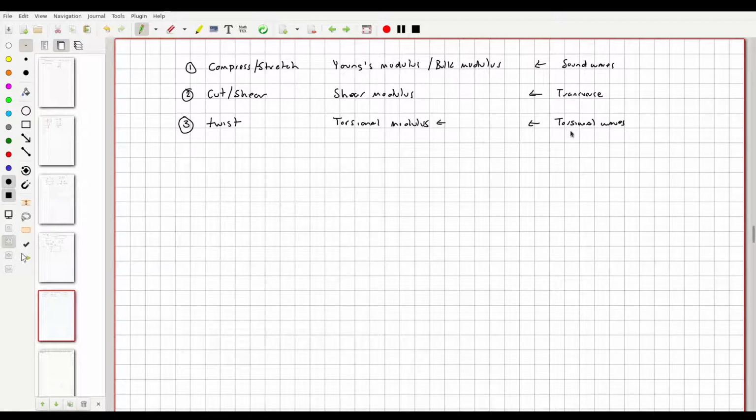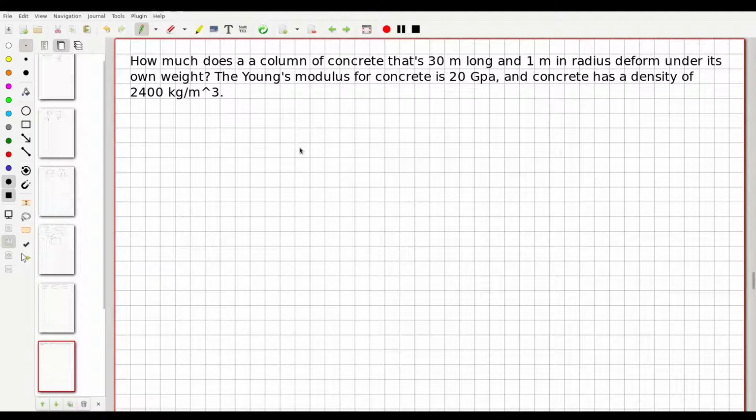Okay. So what I'd like to do now is a few examples. In this one, how much does a column of concrete that's 30 meters long and 1 meter in radius deform under its own weight? The Young's modulus for concrete is 20 gigapascals, and the concrete has a density of 2,400 kilograms per cubic meter. Now, 20 gigapascals may seem like a huge number, but Young's moduli, and in general, most moduli for materials that are normal, have very high moduli in the gigapascal range.